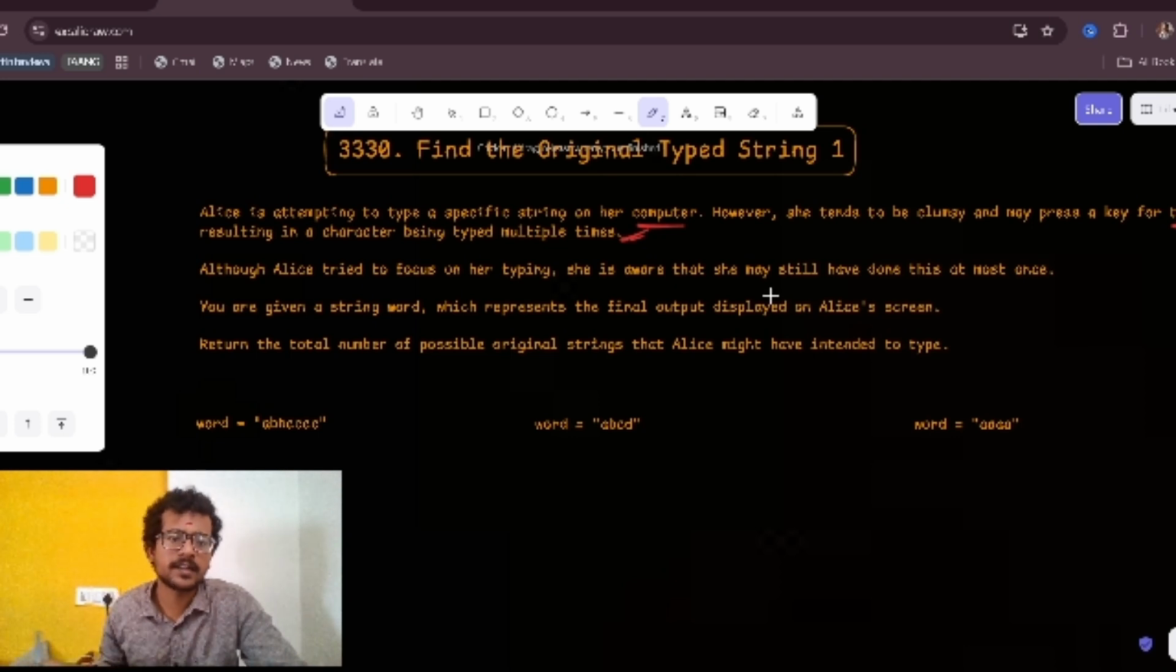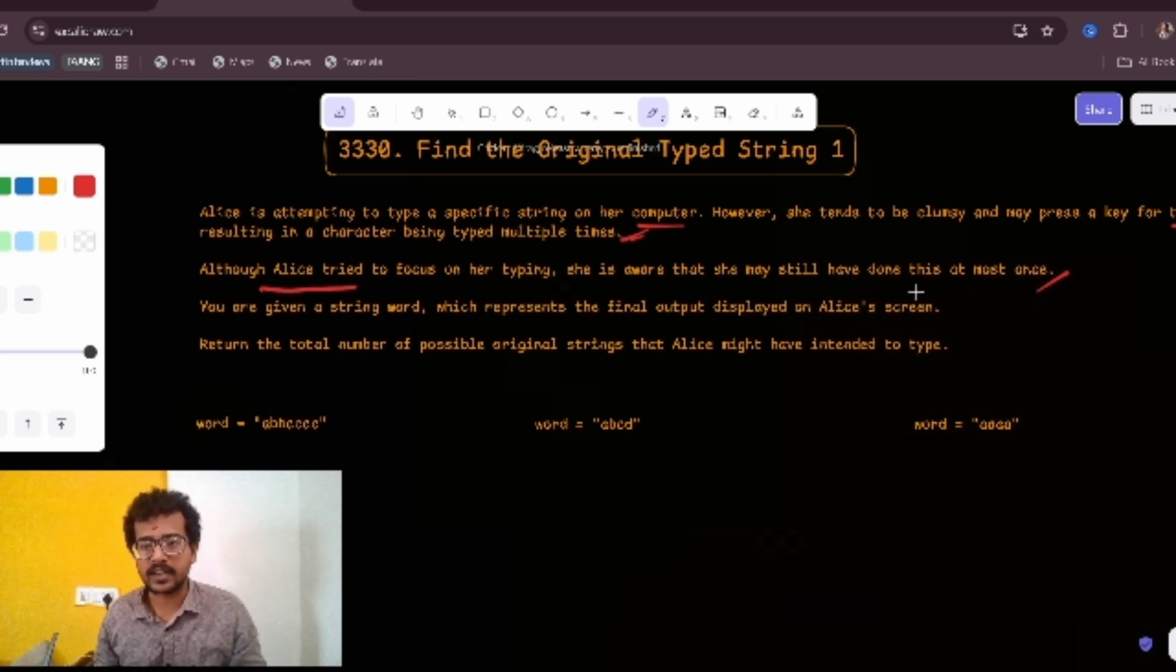Although Alice tried to focus on her typing, she is aware that she may still have done this at most once, right? At most once. They didn't say that every character is typed wrongly. They said that she has done this at most once, not more than once. You are given a string word which represents the final output displayed on Alice's screen. Return the total number of possible original strings that Alice might have intended to type.